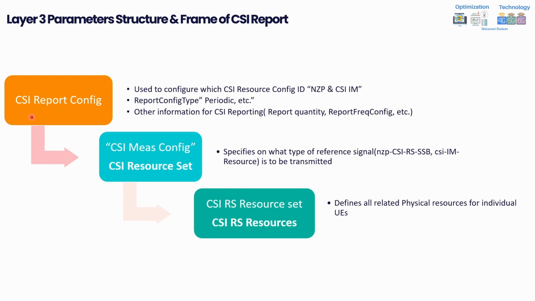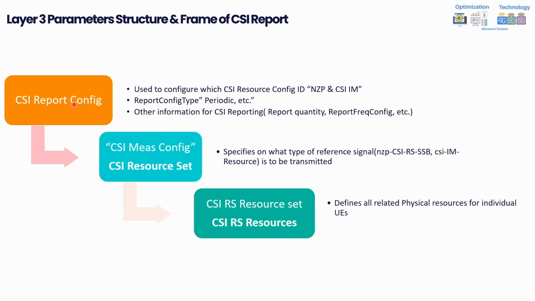You will find first something called CSI report configuration, and this CSI report configuration will have these 2 messages below it. The first part will be covering, for example, what kind of CSI report configuration ID. For example, if it's used for non-zero power, it will give an ID for non-zero power. If used for CSI-IM, it will be used for CSI-IM, which is the interference measurement. And this CSI report configuration is under the RRC configuration message.